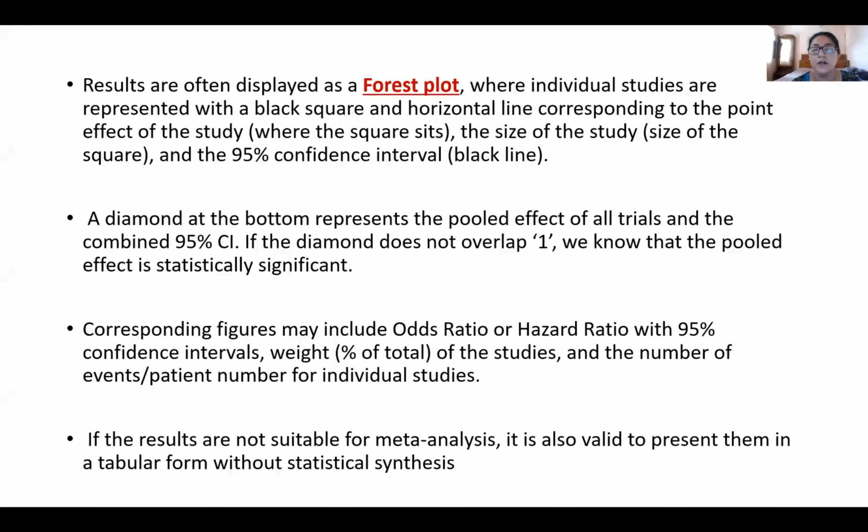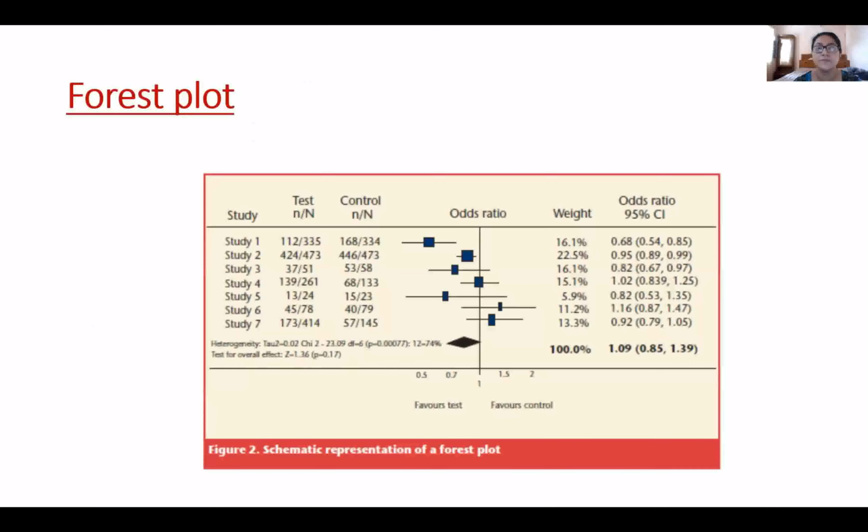But if it is not suitable for meta-analysis, then it is also valid to present the results in a tabular form without statistical synthesis. So this is a forest plot. We can see the black squares, that is the individual studies. On either side of the black square, the horizontal line that is extending shows the 95% confidence interval, and at the bottom there is the diamond. The diamond has just touched 1. So the results can be considered significant.